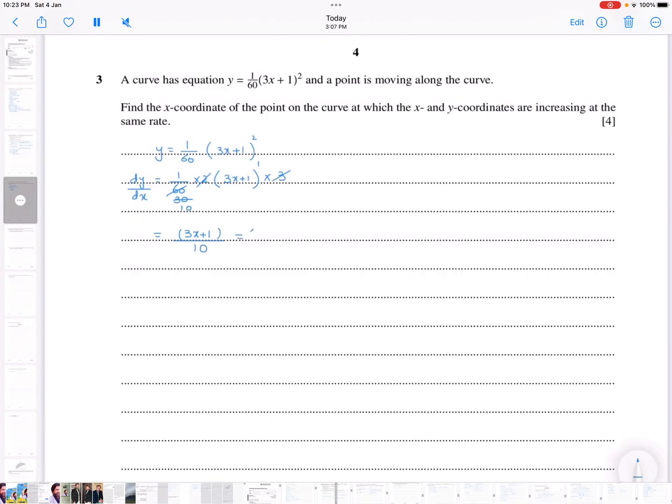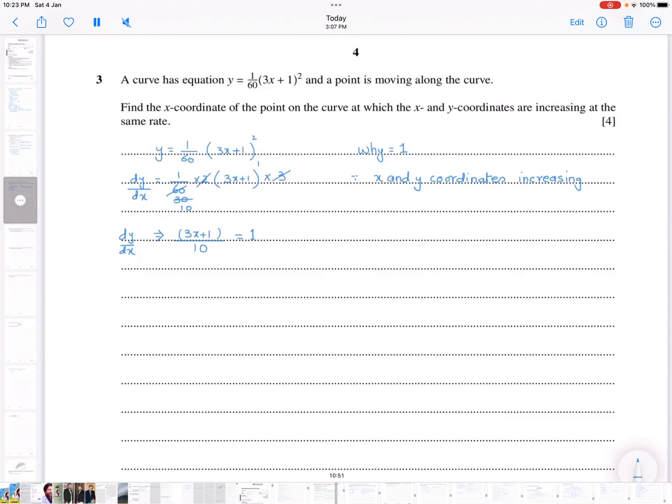I am equating it with 1. Why am I equating it with 1? Let me explain this. Look, dy by dx equals 1 because the x and y coordinates are increasing at the same rate, as told in the question.